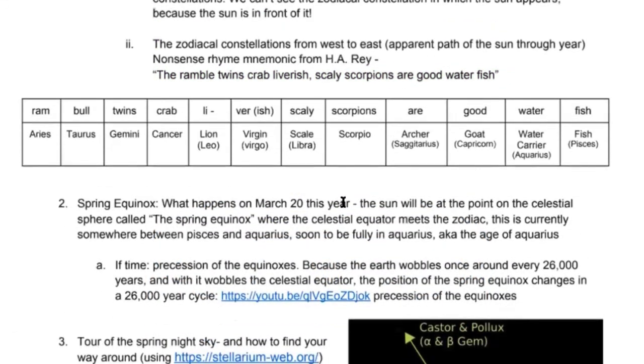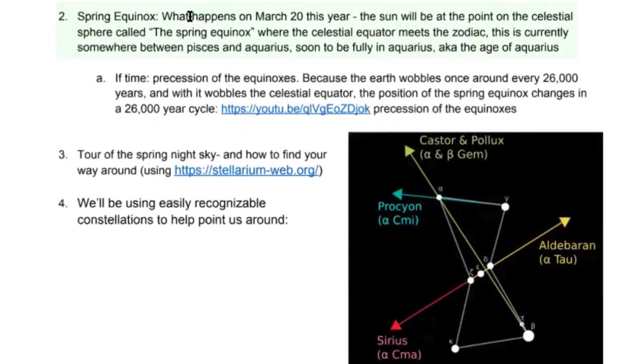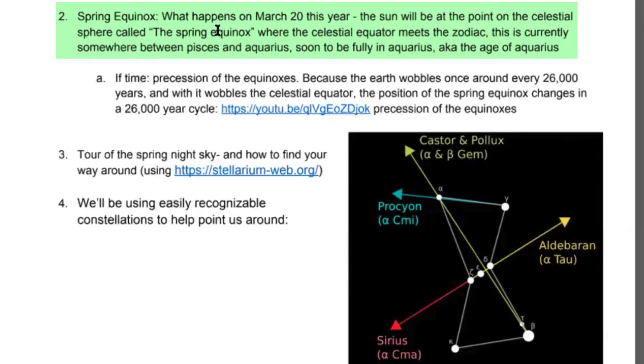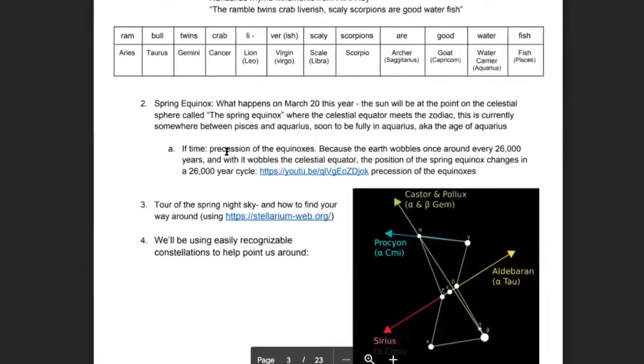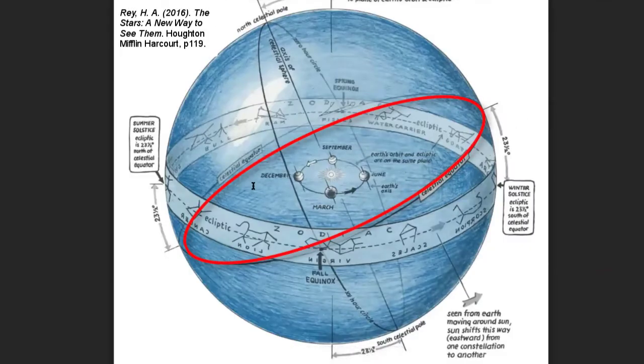But I want to now talk about what the heck is spring equinox. It happens on March 20th this year, and it's when the sun is at a point on the celestial sphere, which is actually called the spring equinox. It's somewhere near Pisces or Aquarius here. It's soon to be fully in Aquarius, which is why we're entering into the age of Aquarius right now. Right here is the celestial equator. Where that meets the ecliptic, where all the zodiacs are, is right there. That's the fall equinox. Over here is right in the fishes.